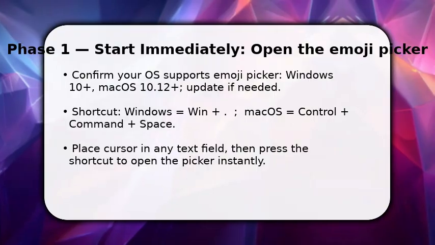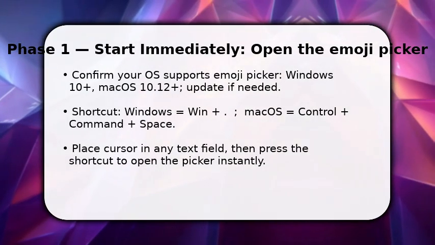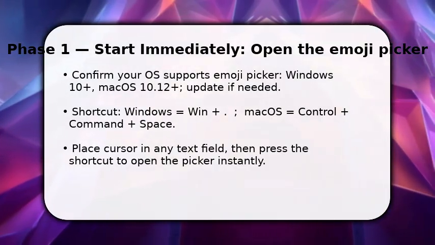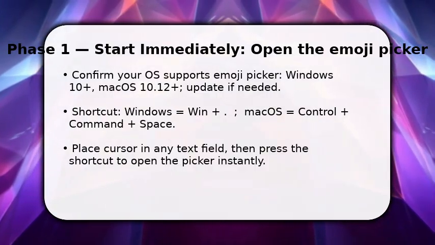Once the picker appears, browse categories and search by typing a word like smile. Make sure to keep the text field active, otherwise the emoji won't insert. If nothing opens, try pressing the keys again deliberately, one after the other.